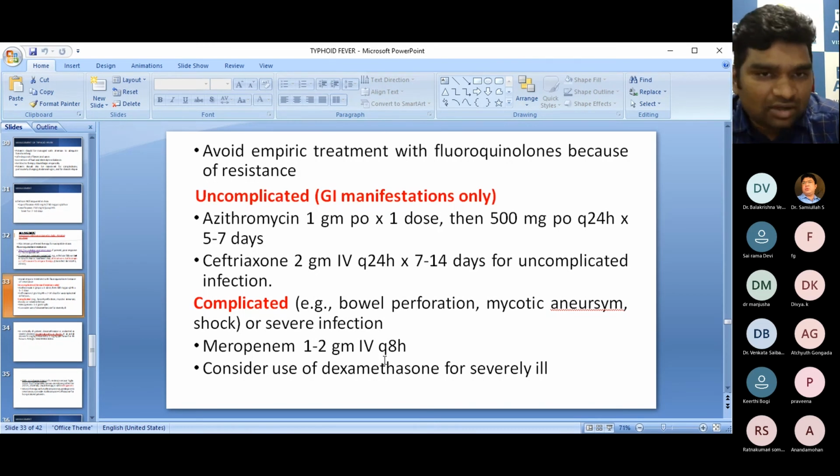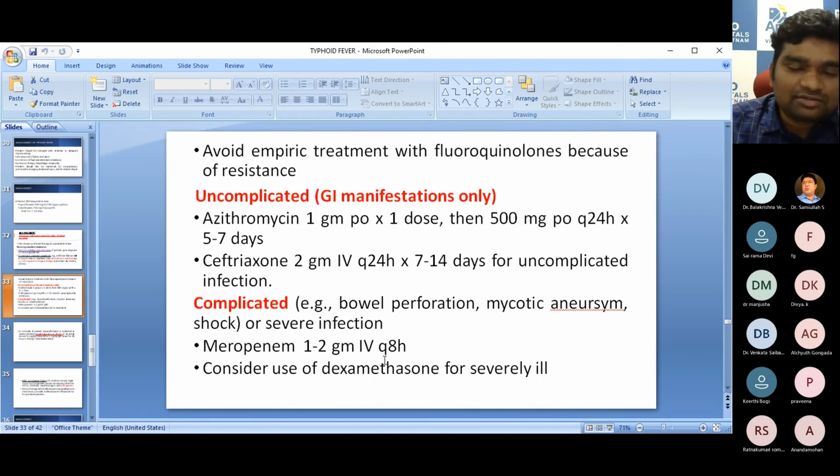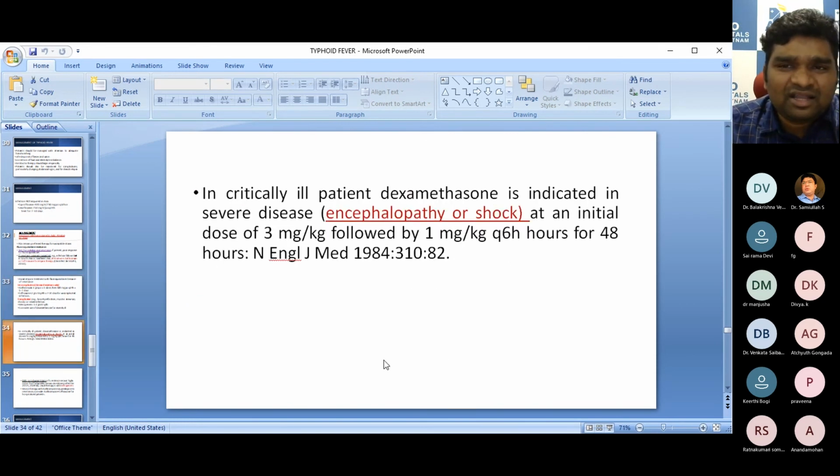And complicated, like bowel perforation, mycotic aneurysm, shock or severe infection. Here, you have to use the antibiotic meropenem 1 to 2 grams IV TID and consider dexamethasone. If the patient is encephalopathic and hypotension is there, you have to use dexamethasone. The initial dose is 3 milligram per kg body weight, followed by 1 milligram per kg 6th hourly for 48 hours.